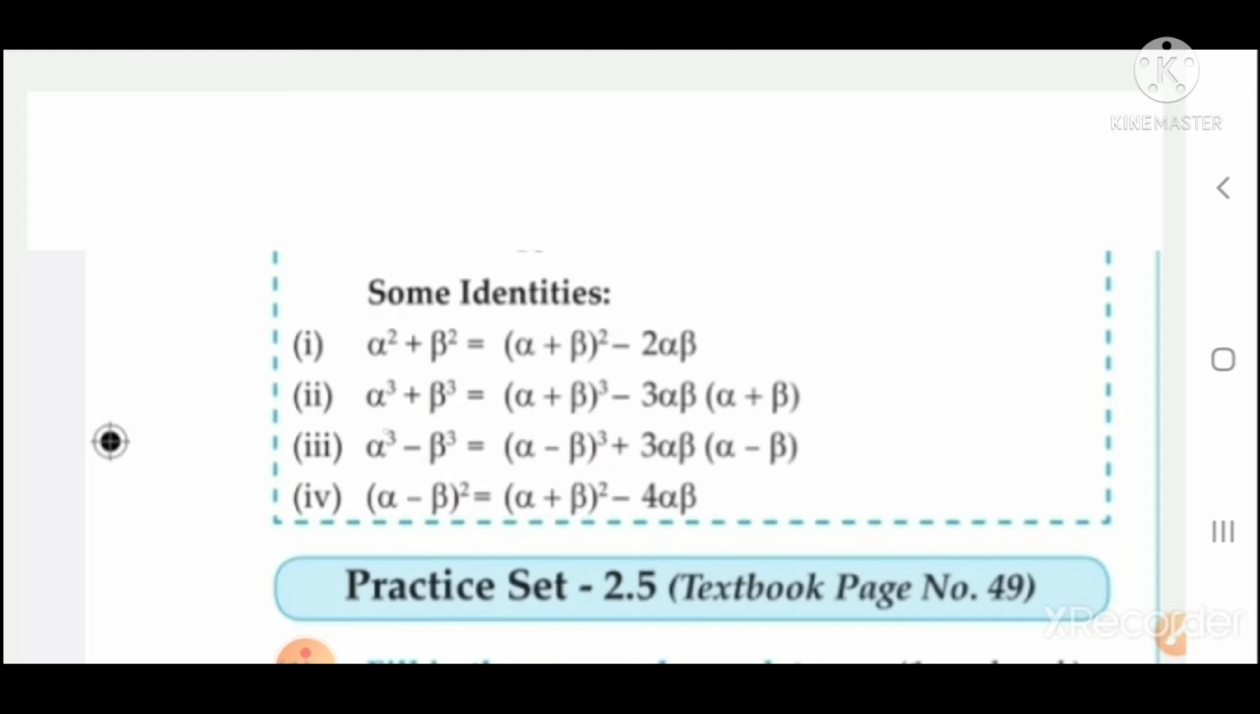Second identity is alpha cube plus beta cube is equal to alpha plus beta the whole cube minus 3 alpha beta bracket alpha plus beta. Third, alpha cube minus beta cube becomes alpha minus beta the whole cube plus 3 alpha beta alpha minus beta. See, the simple thing to remember is in the second and third.